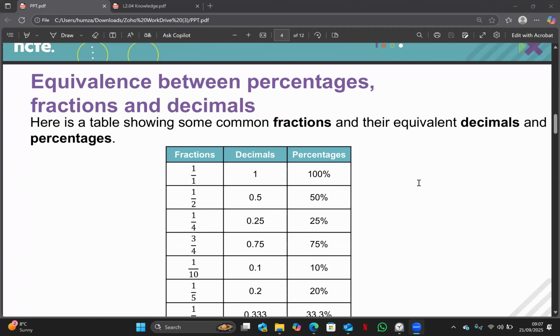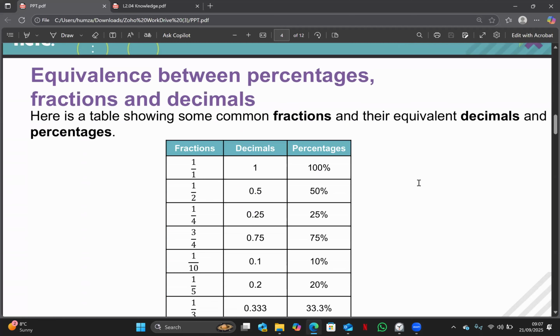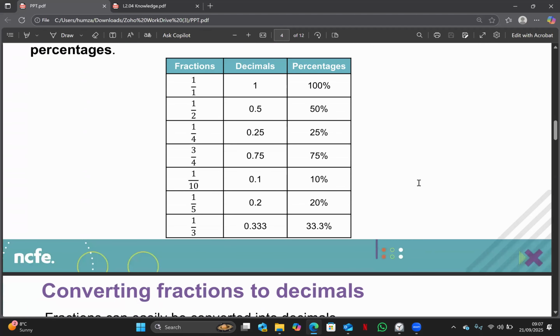Equivalence between percentages and fractions. Here is a table showing some common fractions and their equivalent decimals and percentages. So as you can see, a whole one is just simple. 1/2 is 0.5 or 50%. 1/4 is 0.25 or 25%, and so on in the table below.